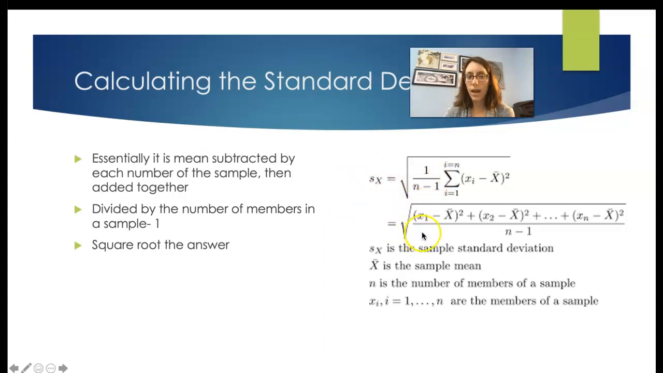That we took the data that we had, we subtracted each number in the sample, we added it all together, divided that information, and the square root of that gives us how far away each piece of our data is.